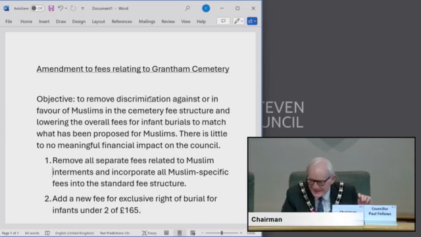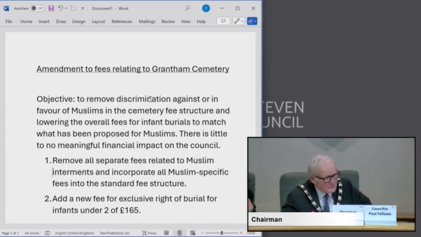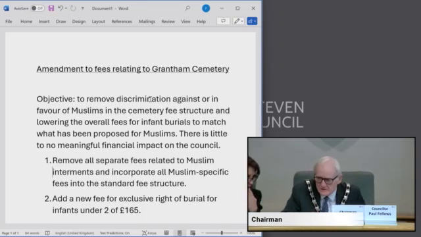Councillor Manterfield, thank you. Do you wish to speak now or do you wish to hold? So I suppose the next bit is, do you accept this amendment, Councillor Baxter?